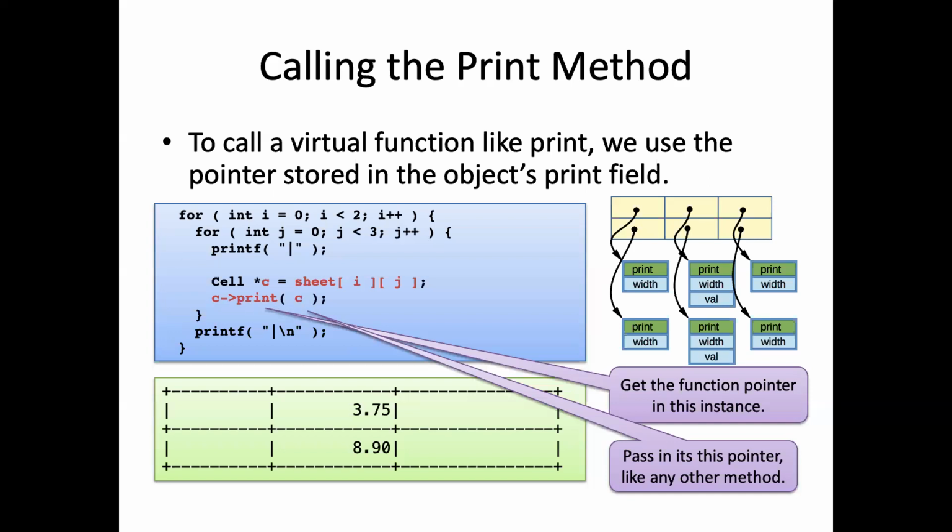In a real object-oriented language, we wouldn't have to explicitly pass this in. The compiler would add code to do that for us. But here we're having to do all that ourselves.